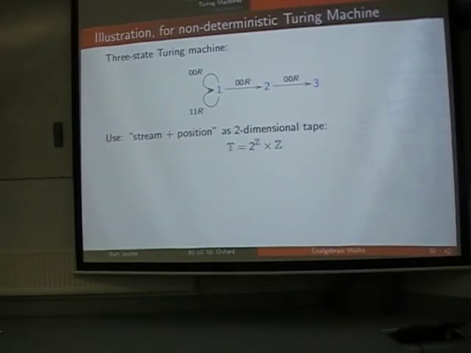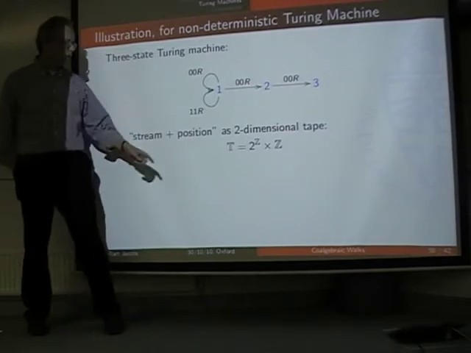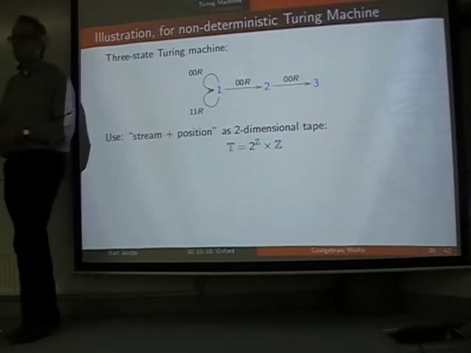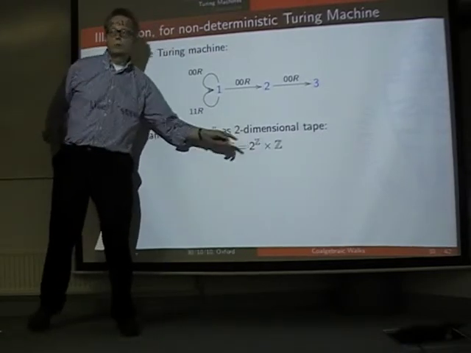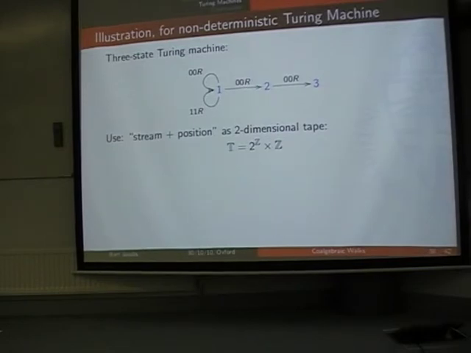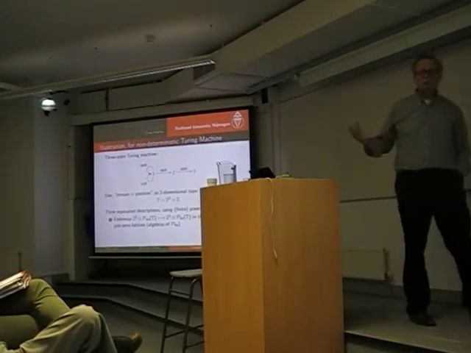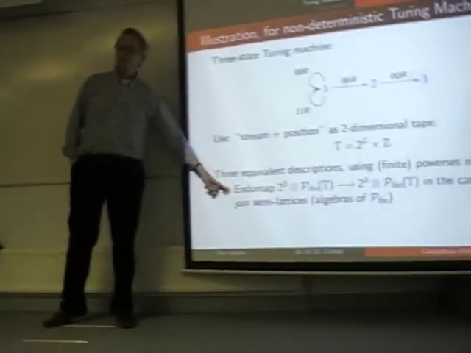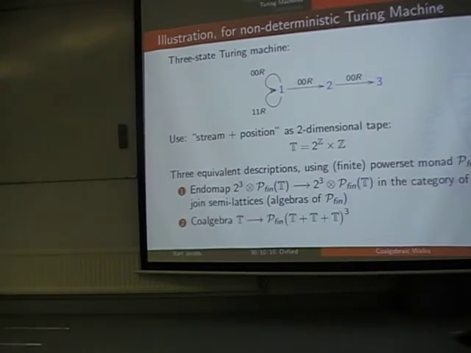How do you describe the tape then? Well, I consider the tape for convenience as stretching in two directions. So I take the integers for this, and the tape itself is a function telling at each position which bit there is, together with the position telling you where you are on this tape. Now there are three equivalent descriptions of Turing machines using the finite powerset monad, because I only have finite non-determinism. In this, let's say, Julia Kemper style, this endomap style, or as a coalgebra like this, because I have three states now, or I can do this as a 3x3 matrix.